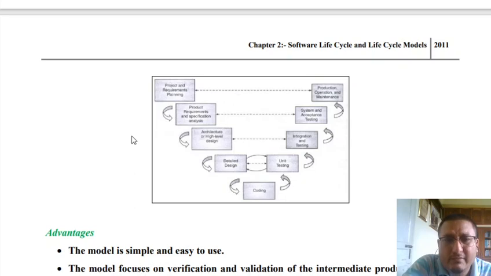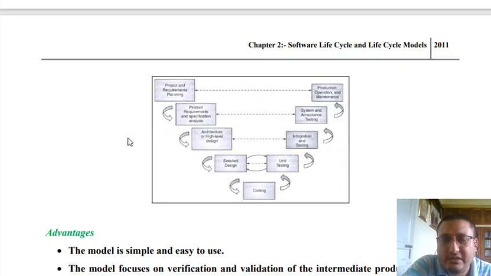Then after that, we have architectural design or high-level design. Architectural design and high-level design is allied with integration and testing. Because in architectural design and high-level design, we tend to identify the functionalities and the relationship between them, and that is what we do.